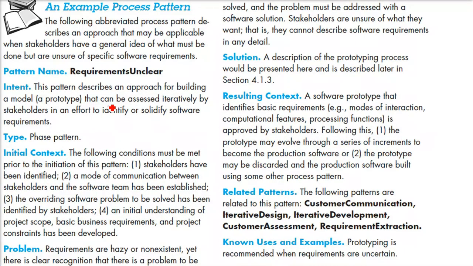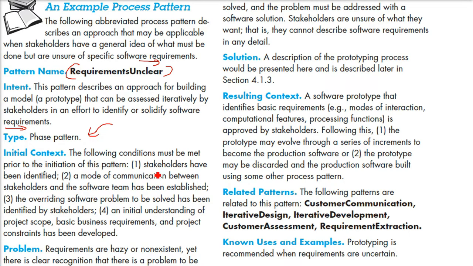Now we'll talk about the example I took. This is an example process pattern. Here we are talking about a pattern where we are unsure of a specific requirement, we are not understanding the actual requirement. So the pattern name will be requirements are unclear. This can be a pattern. This will be the name of the pattern because we are unclear of the requirement. So the name is very credible. The intent is that this pattern describes how you approach building a model that can be assessed iteratively so that you can solidify the requirement.